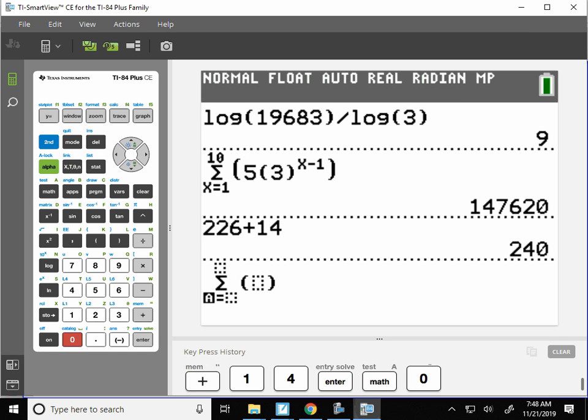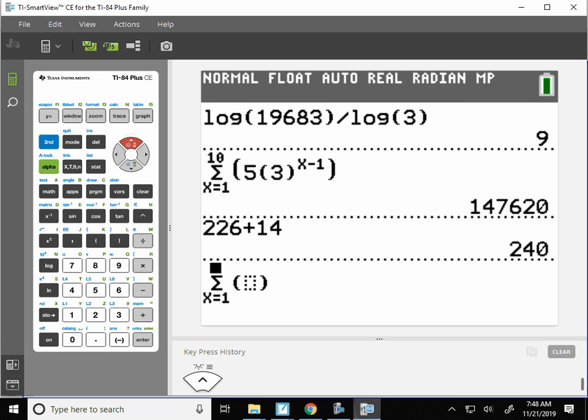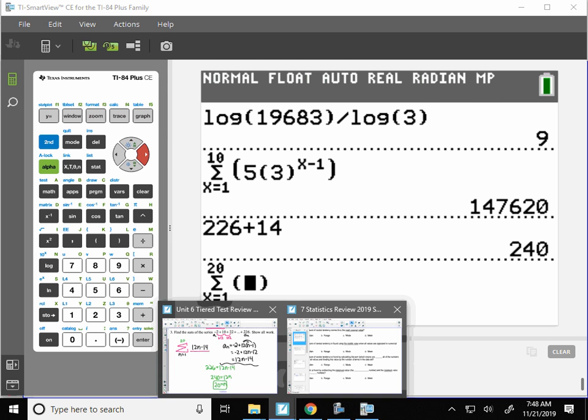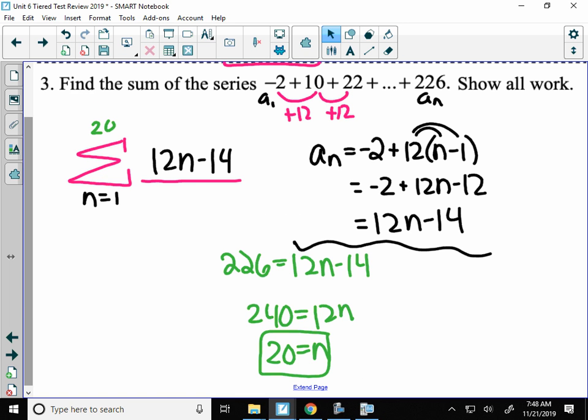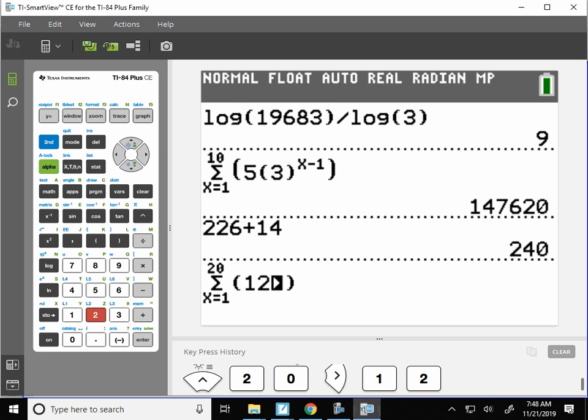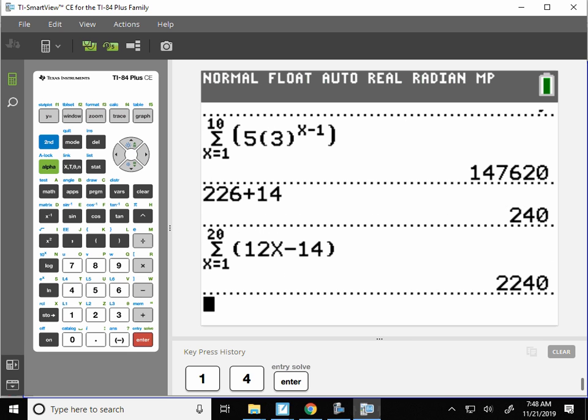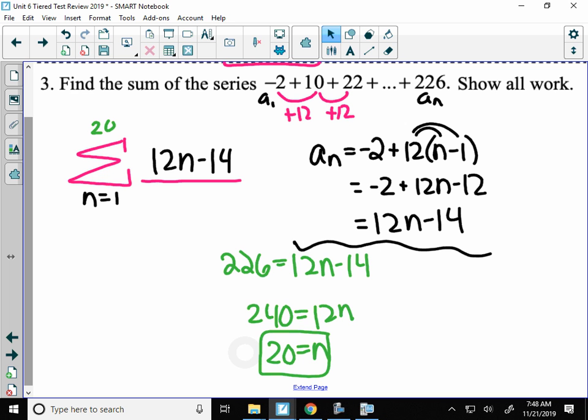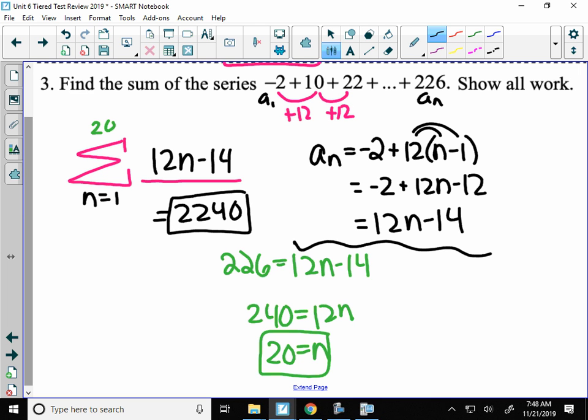So math 0, we're indexing from 1 to 20 of, what did we say the formula was? I forgot already. 12n minus 14. And you get 2240. Now you could do the exact same thing using the S sub n formula. I think actually on my key, if you check on Canvas, my key actually has me using the S sub n formula. Both of them work. It doesn't matter either way.